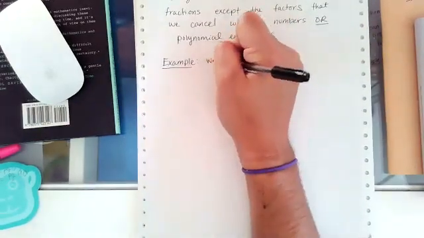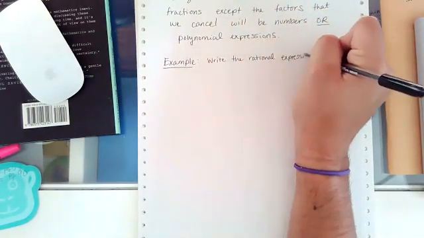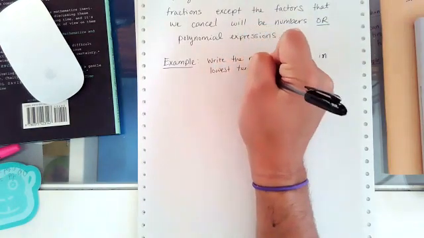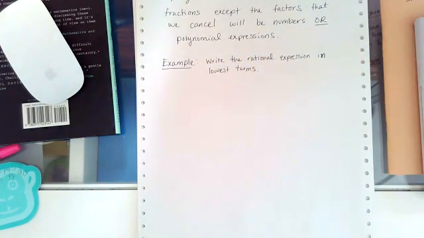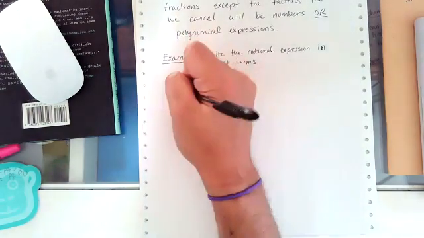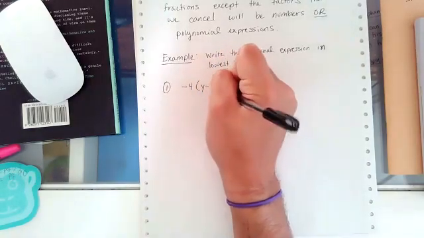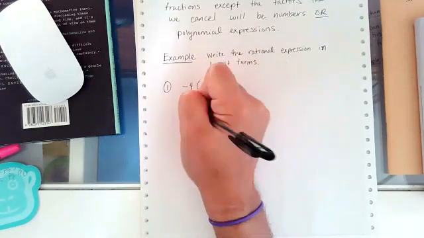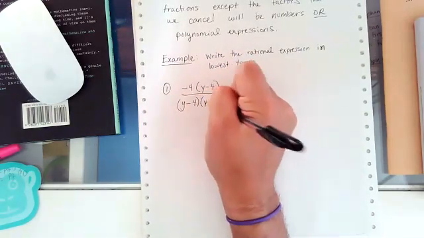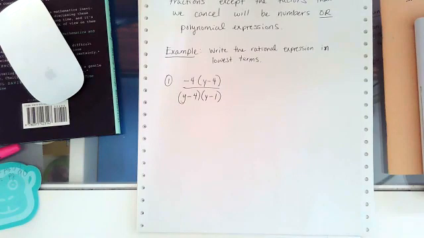The instructions might say something like write the rational expression in lowest terms. And so you'll hear me refer to these as write the expression in lowest terms or simplify the fraction, simplify the rational expression. Those all mean the same thing. So maybe we could do -4 times y minus 4 all over y minus 4 times y minus 1.